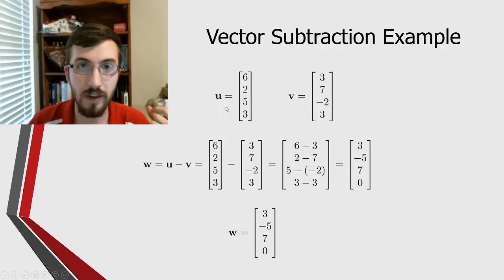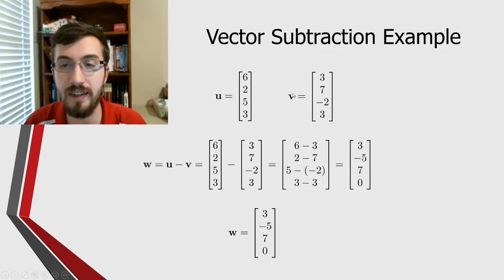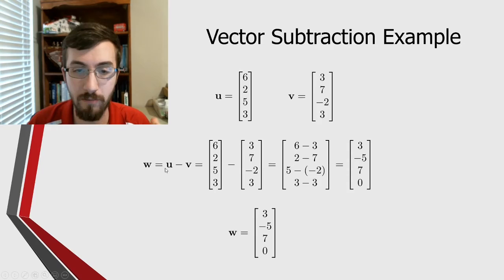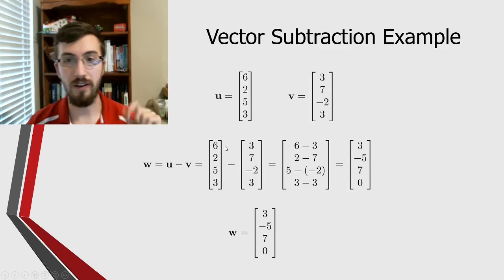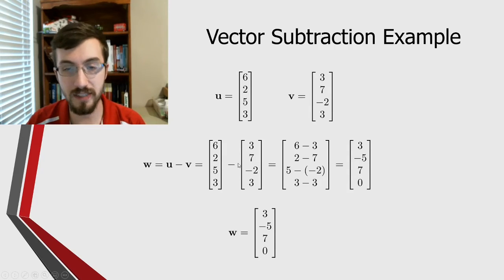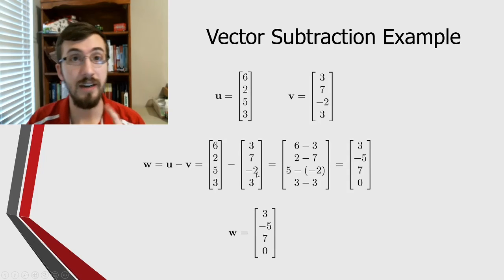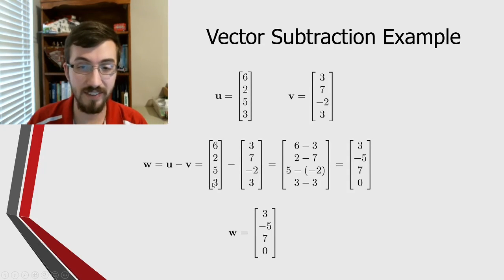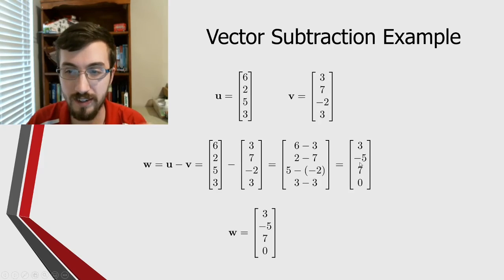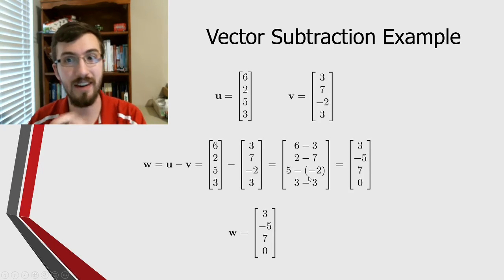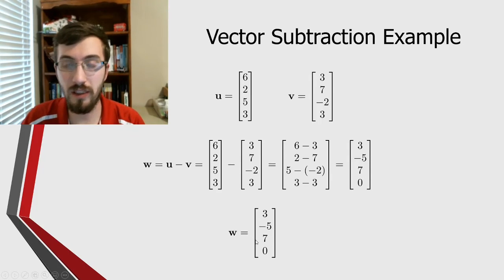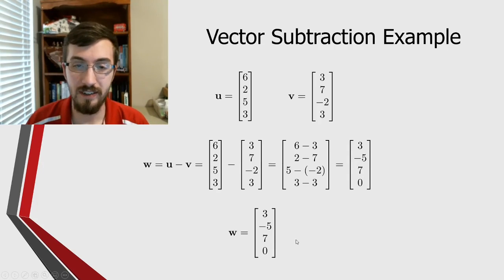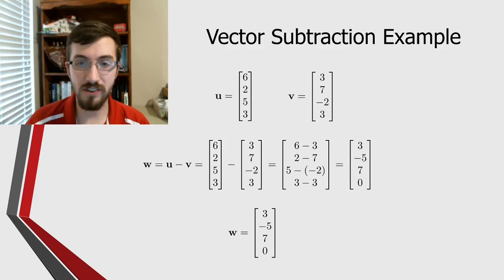Let's look at vector subtraction now. All right, so vector U is 6, 2, 5, 3. Vector V is 3, 7, negative 2, and 3. Right? So we do U minus V, and you just do the left one minus the right one. Right? 6 minus 3, 2 minus 7, 5 minus negative 2. Be careful, regular math still applies. And then 3 minus 3. So 3, negative 5. 5 minus negative 2 is 5 plus 2. So it's 7. 3 minus 3 is 0. So your resulting vector, W, is 3, negative 5, 7, 0.